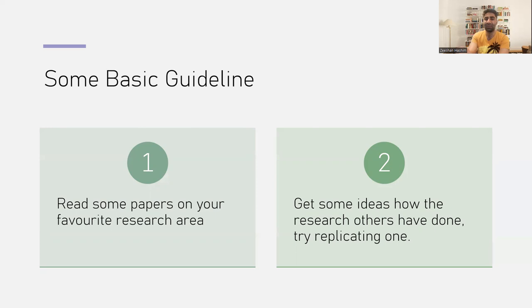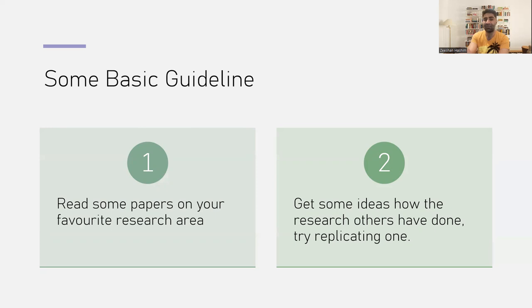There are other sources as well. For example, there is one website, its name is vox.eu, vox.eu. You go there and you will find many summaries, articles, or essays about different research projects. When you read that, you will find some ideas.